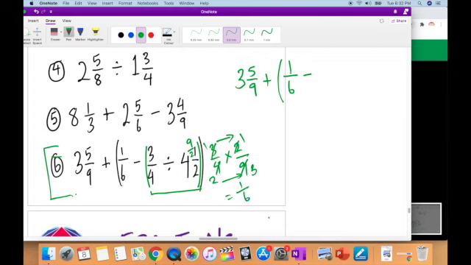1 over 6. Oh my goodness, well, look at that. So we have here 1 over 6 minus 1 over 6. Well, this gives us 0. So the answer is 3 and 5 over 9. Did you all get that? Yeah. Alright, okay, yeah, that's Caitlin, yeah?